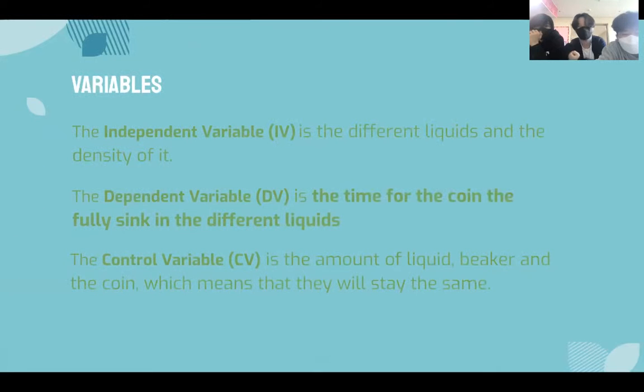Variables. The independent variable is the different liquids and the density of it. The dependent variable is the time for the coin to fully sink in the different liquids. The control variable is the amount of liquid and the coin, which means that they will stay the same.